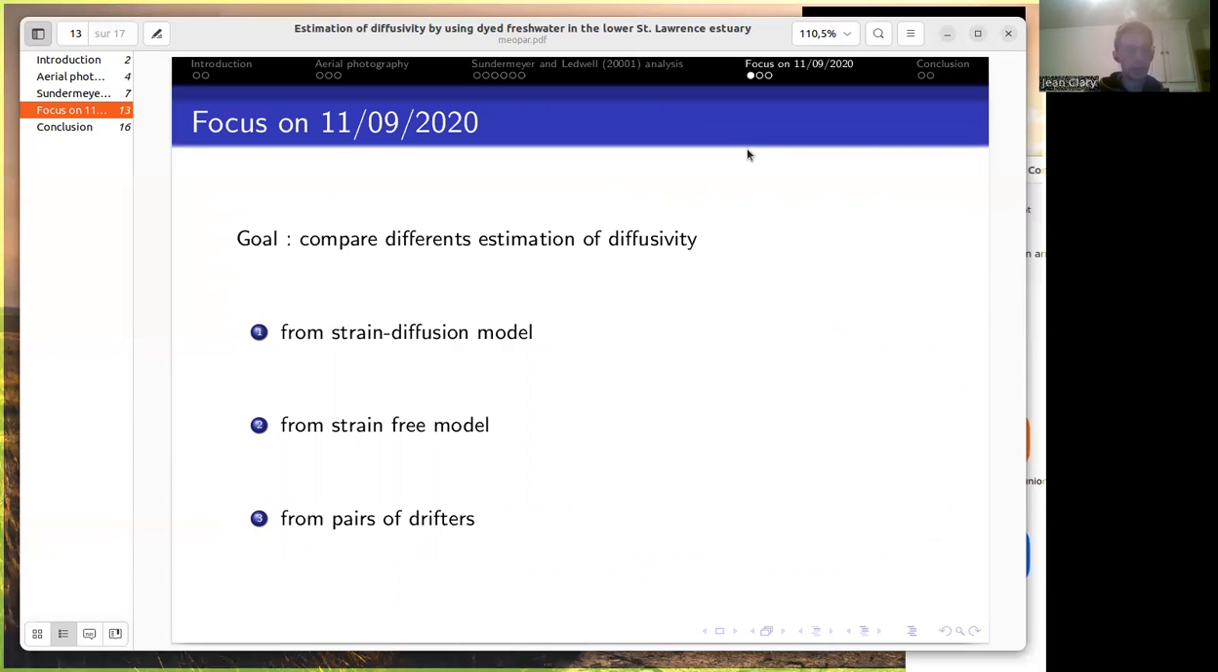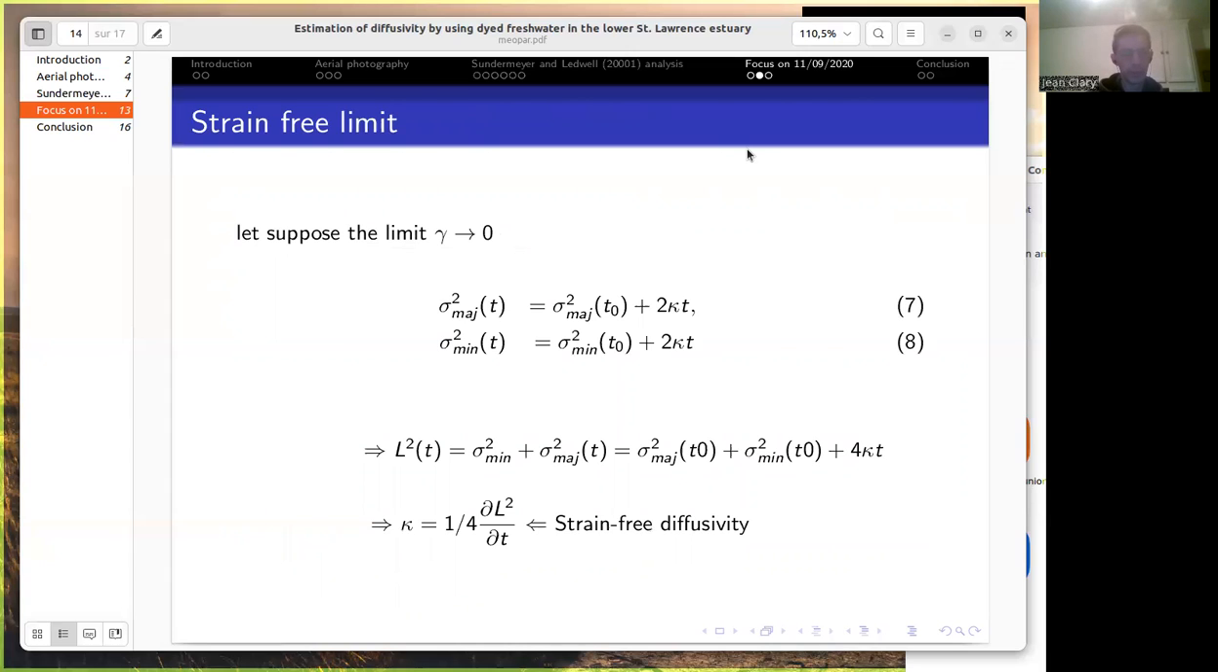Then we will focus on just one day, which is 11th September, and I will compare the diffusivity estimated from the strain diffusion model I just showed, from the strain free model, and what we usually do with drifters. So this is the strain free model. It's really easy. We just consider that the deformation is very small, and we have an approximation.